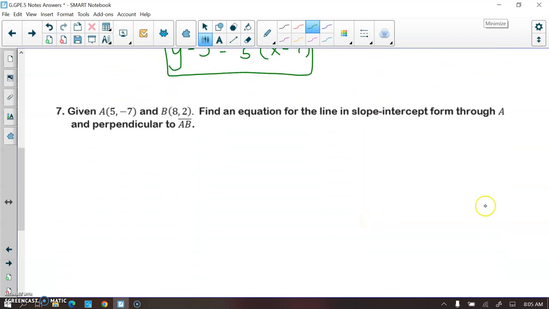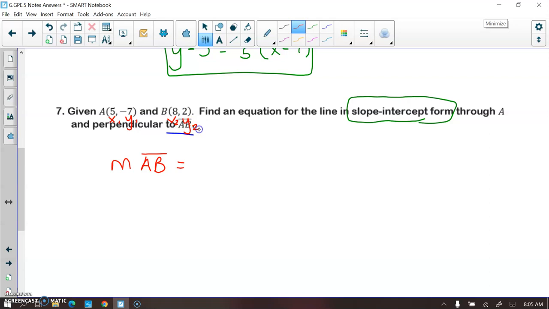Number 7 says we're given this line, and we want to write our equation in slope intercept form through point A perpendicular to AB. So I'm going to find my slope of AB. I'm going to label it x1, y1, x2, y2. So y2 minus y1, minus a -7 is really a +7, all over x2 minus x1.